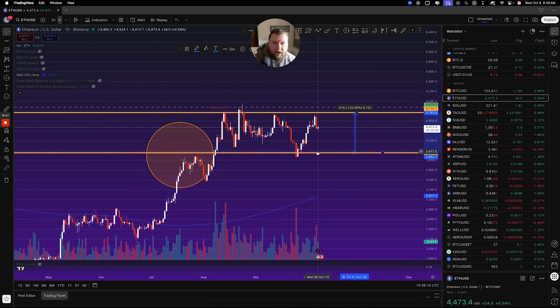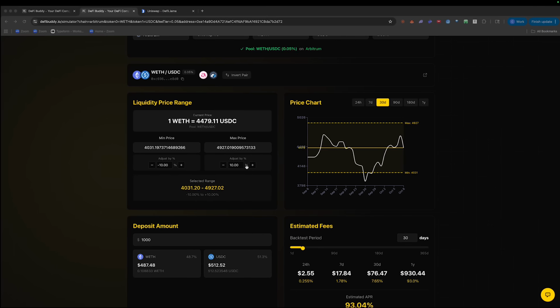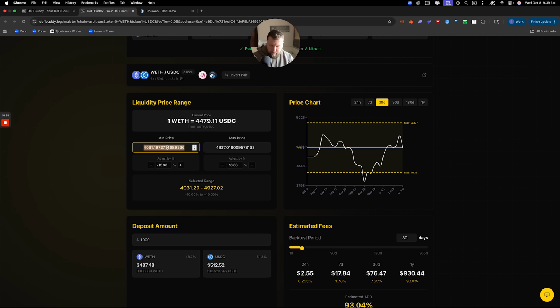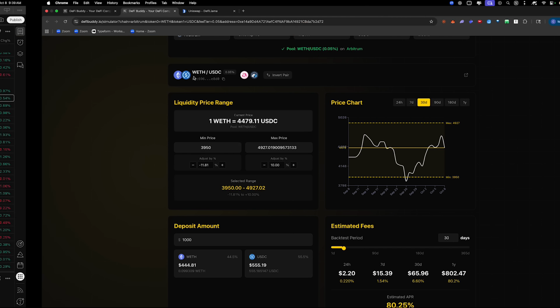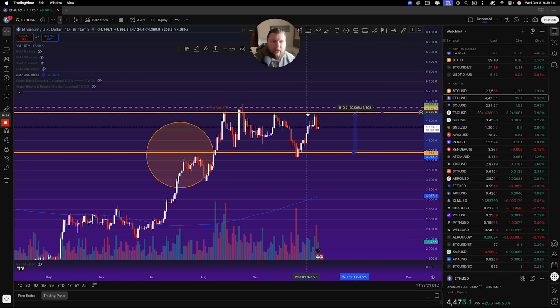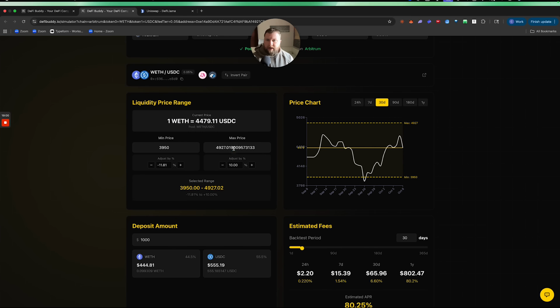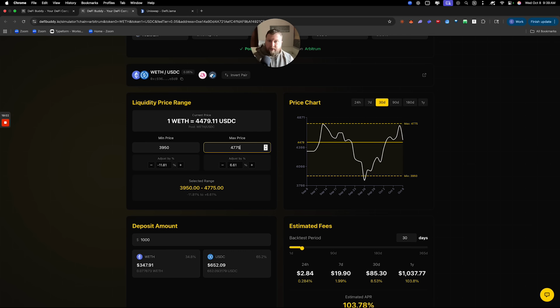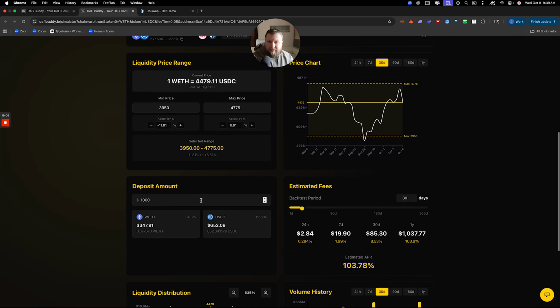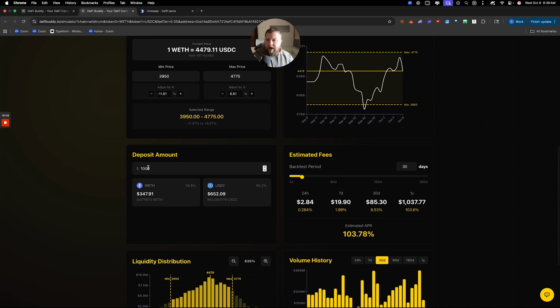So let's go here. Bottom range, 3,950. So minimum range, 3,950. That will adjust it to the price tick here. Then the next one is going to be 4,775. So now I'm providing liquidity between 3,950 and 4,775. Now I have about $2,500 I'm going to be deploying into this pool.